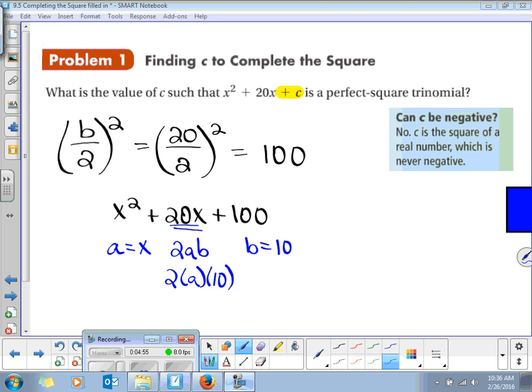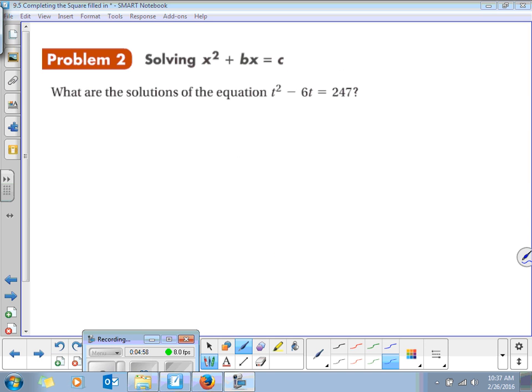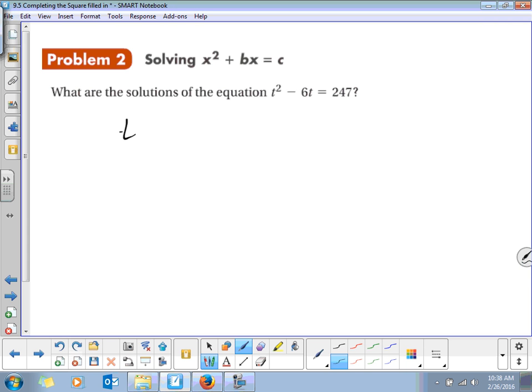Problem 2 is solving x squared plus bx equals c. So we want to know what are the solutions of t squared minus 6t equals 247. The first thing we need to do when we solve this is complete the square. So we've got t squared minus 6t, and then I like to leave a space here, equals 247.